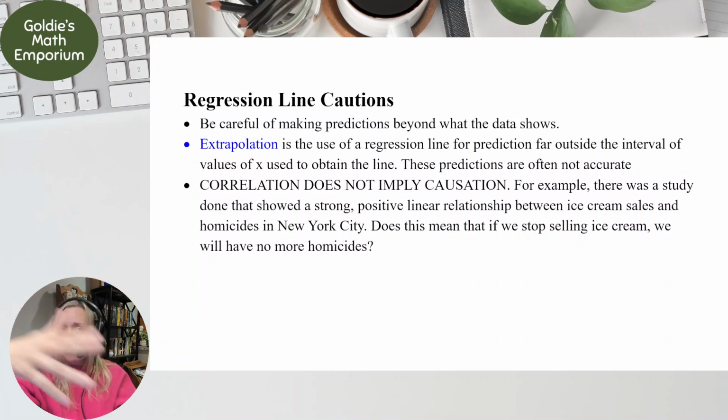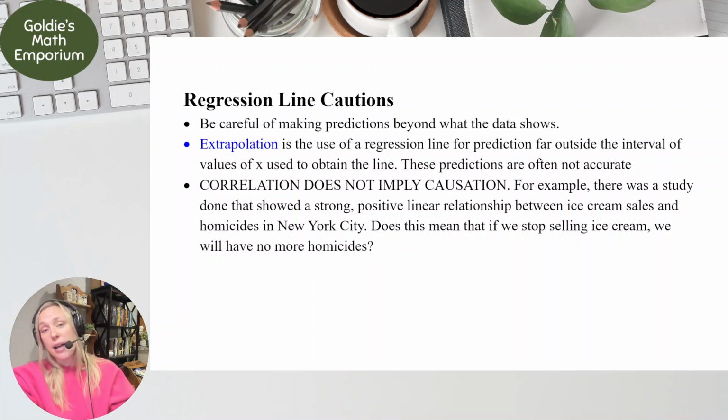Why does that graph show a strong positive linear relationship? The answer is weather, right? Statistically, during the summer, there are more ice cream sales. There are also more homicides that occur during the summer, okay? And that is the driving force behind this correlation. So it's a silly example. It's supposed to be silly on purpose to show correlation does not imply causation.